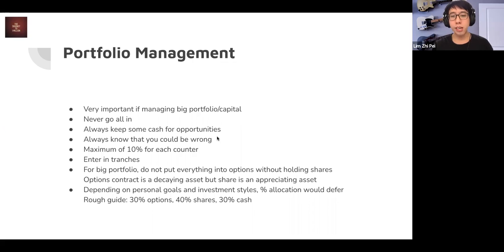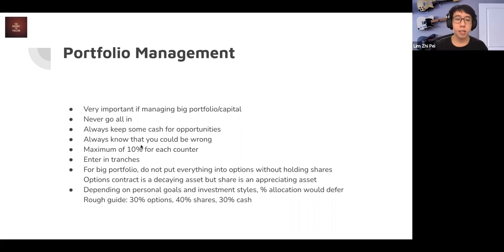That is why I mentioned to cut loss when you are making a loss of less than 50%. You can try to cut loss. And the other one is you need to make sure that you have a maximum of only 10% in each counter. This is quite a good percentage to follow.